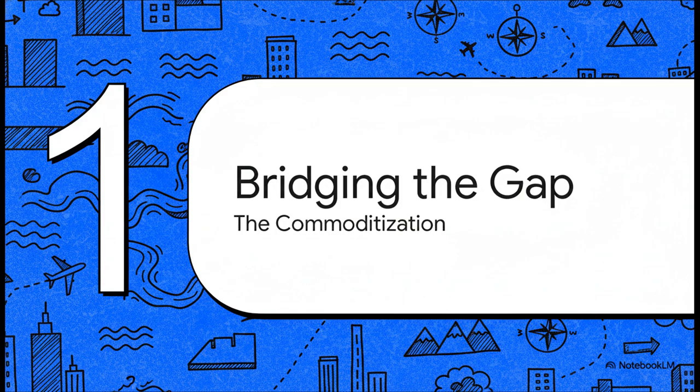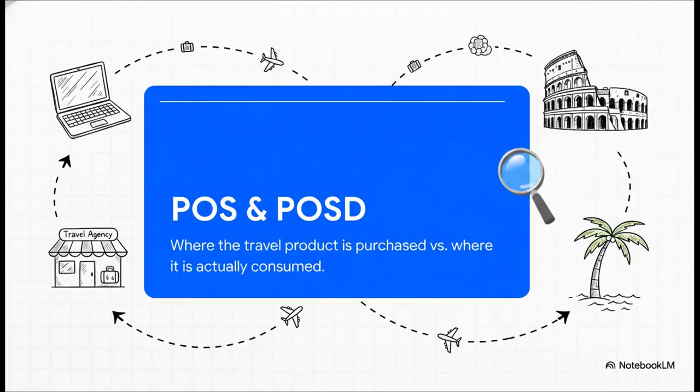Section 1. Bridging the travel gap. To lay our foundation here, we really need to understand the unique structural problem that tourism actually presents. Because think about it, it's totally different from almost anything else we buy. So let's quickly define two critical industry terms that represent the start and the finish line of our travel transaction.